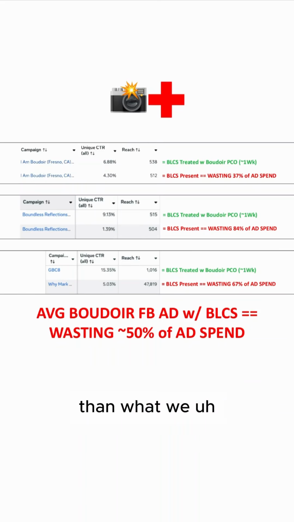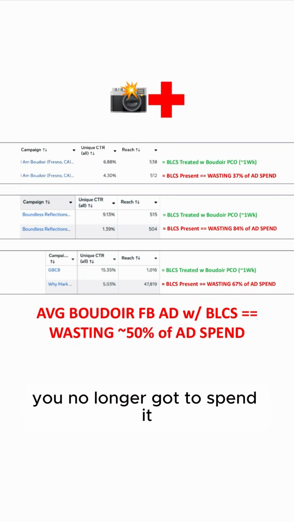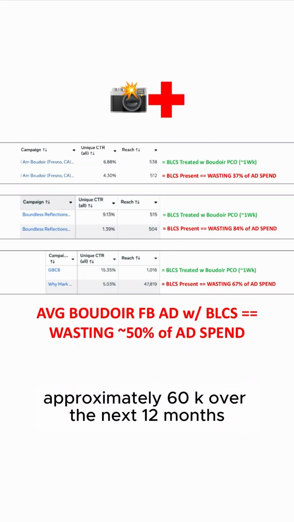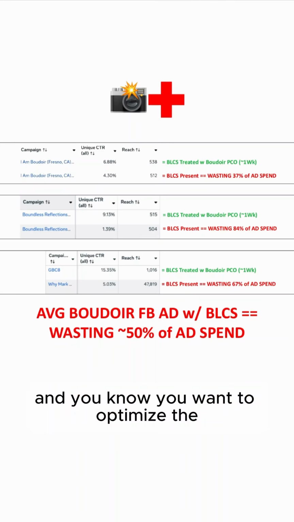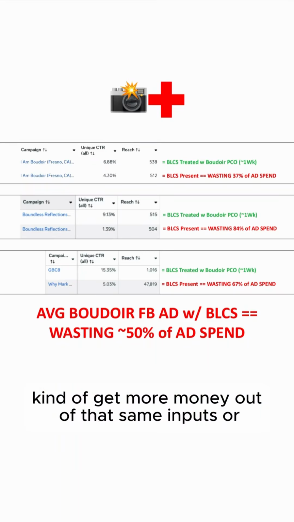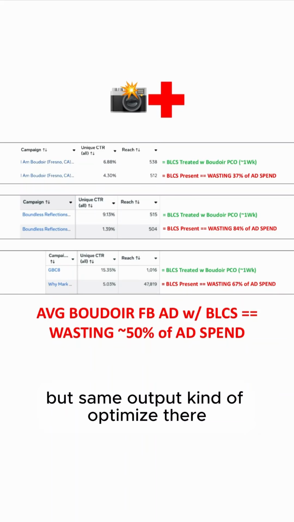And you're seeing that since you spend more than 10 grand a month in boudoir Facebook ads, we can eliminate approximately 5K of that per month, put that back in your pocket, you no longer have to spend it. So it'd be approximately 60K over the next 12 months. And you want to optimize the Facebook ads part of your boudoir business, get more out of the same inputs, or the same output with less input.